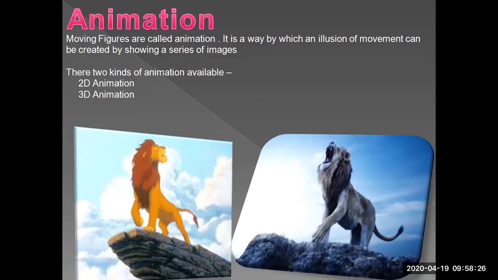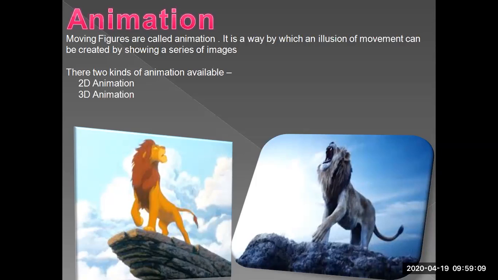It is a way by which an illusion of movement can be created by showing a series of images. So it's nothing but a series of images. Many images are arranged one by one in a way that gives us the feeling that the character in the image is moving. So that is the reason it's called an illusion of movement. There are two kinds of animation available: 2D animation and 3D animation.